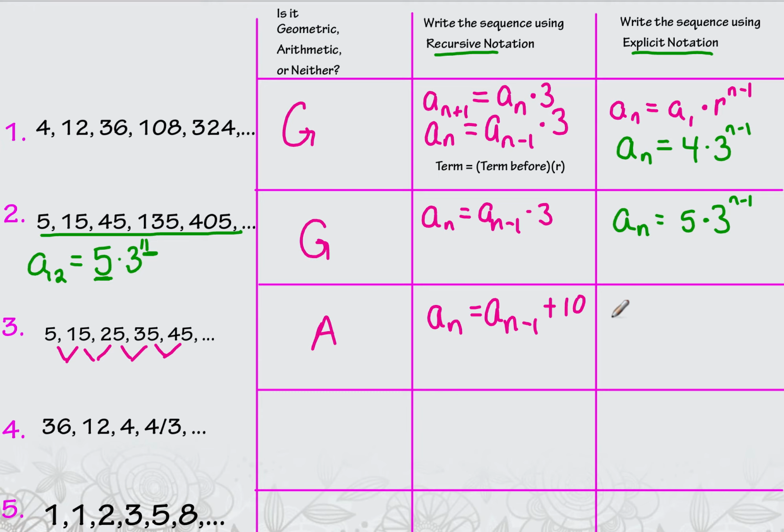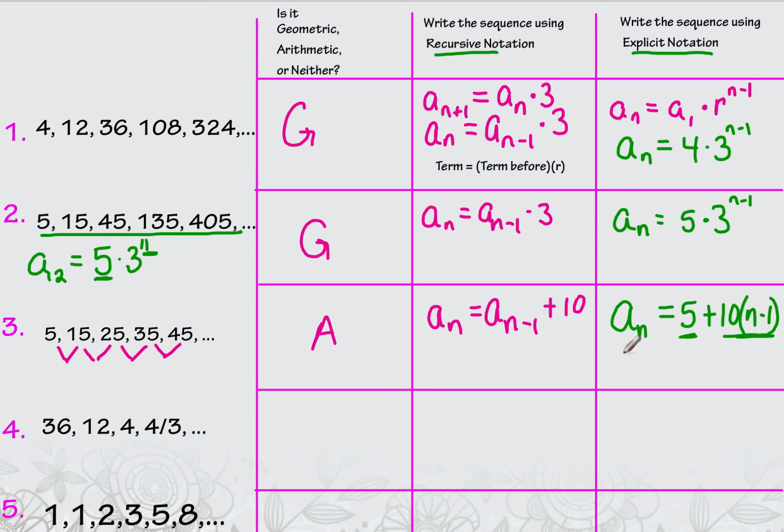The explicit would be to find any term, I start with the first term and I add on 10, and this time I times it by n minus 1 because I'm adding on, well, again, how many 10s? One less than the position I'm looking for, because this is the first position, and then I just have to add on how many more positions to get there, right?